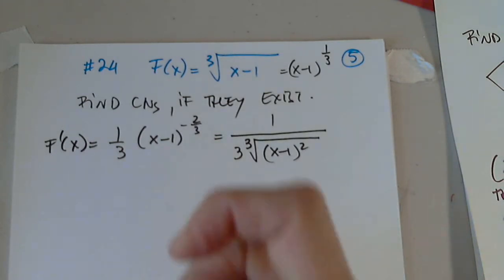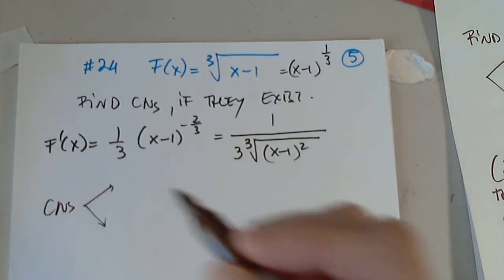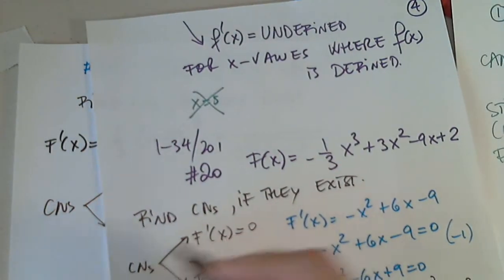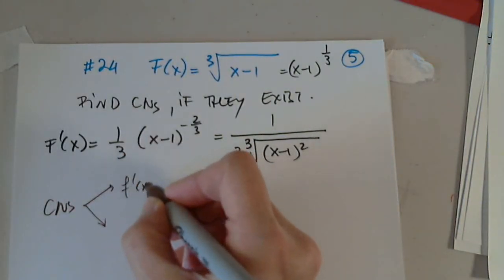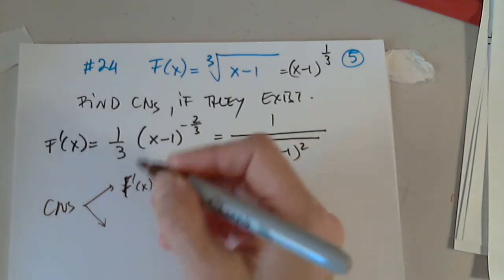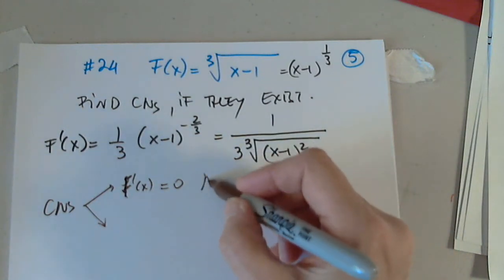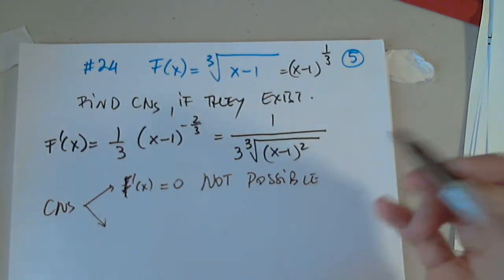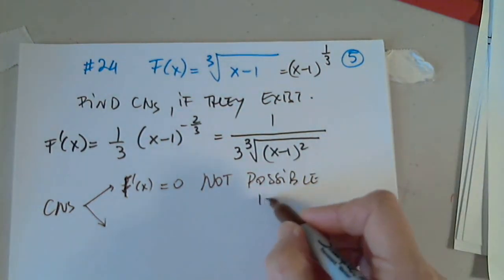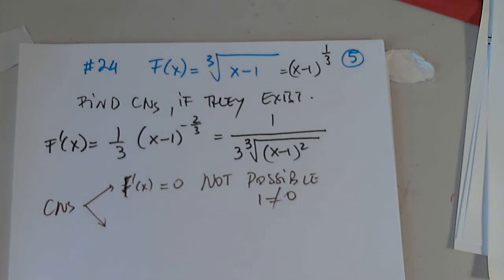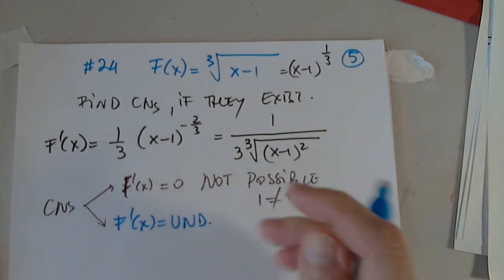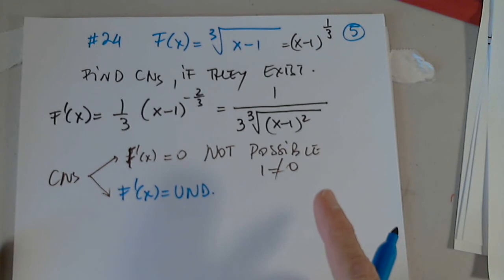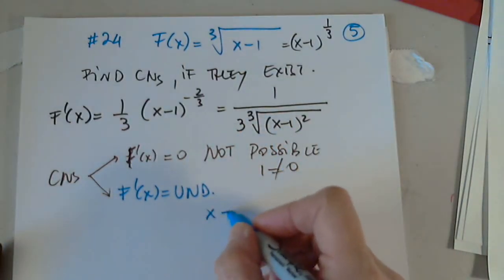Okay. I know that critical numbers come from 2 sources. Maybe I should have written here so that everyone knows what I'm trying to do. One of them is when f prime of x is 0, not possible here. How come? A fraction is 0 only when the top is 0, but 1 cannot be 0. So the second possibility is when f prime is undefined, but where the function is defined. So we definitely see that x cannot be 1.